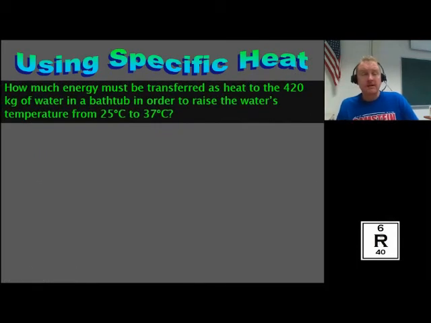All right, here is a specific heat question. How much energy must be transferred as heat to the 420 kilograms of water in a bathtub in order to raise the water's temperature from 25 degrees Celsius to 37 degrees Celsius? Pause the video and see if you can figure out how to do this from your constants. If you're not sure, we'll just work it out together, but see what you can do.